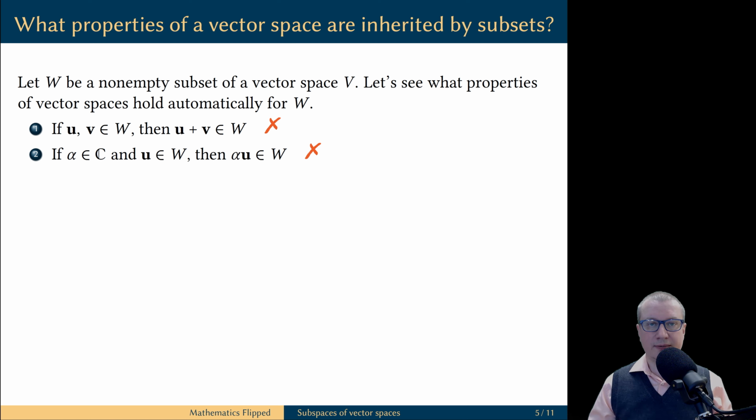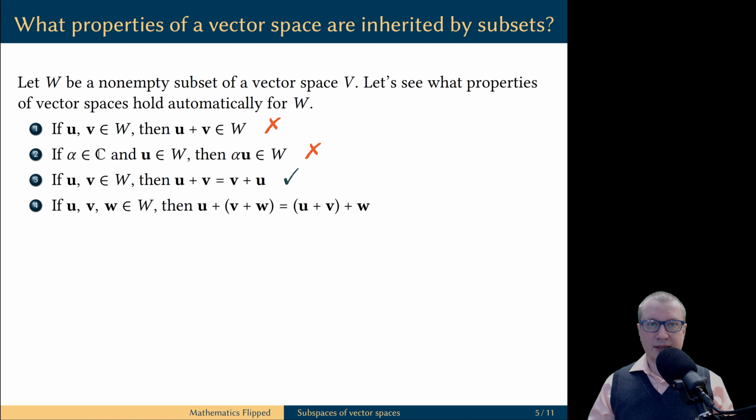But let's keep working. For the next property, if we take two vectors in a subset W, then we know that they are vectors in V, and this property does hold for all vectors in V. In particular, it holds for all vectors in W. Therefore, this property does transfer to a subset. Looks like we finally caught a break. Next, the associative property. We know that it holds for all vectors in V, therefore, in particular, it holds for all vectors in a subset W, so this property is also automatically satisfied.